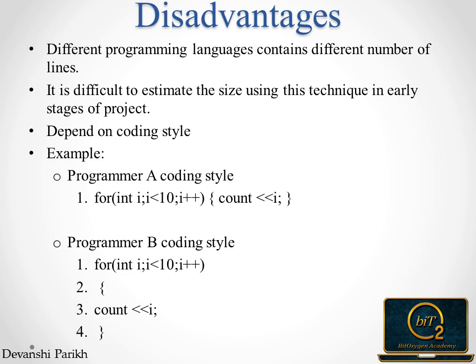The second disadvantage is that it depends on coding style. For example, programmer A's coding style differs from programmer B's coding style. In this example, both programs are the same, but the lines of code are different because of coding style. As you can see, as per programmer A's coding style the LOC is 1, and as per programmer B's coding style the LOC is 4. So it depends on coding style.